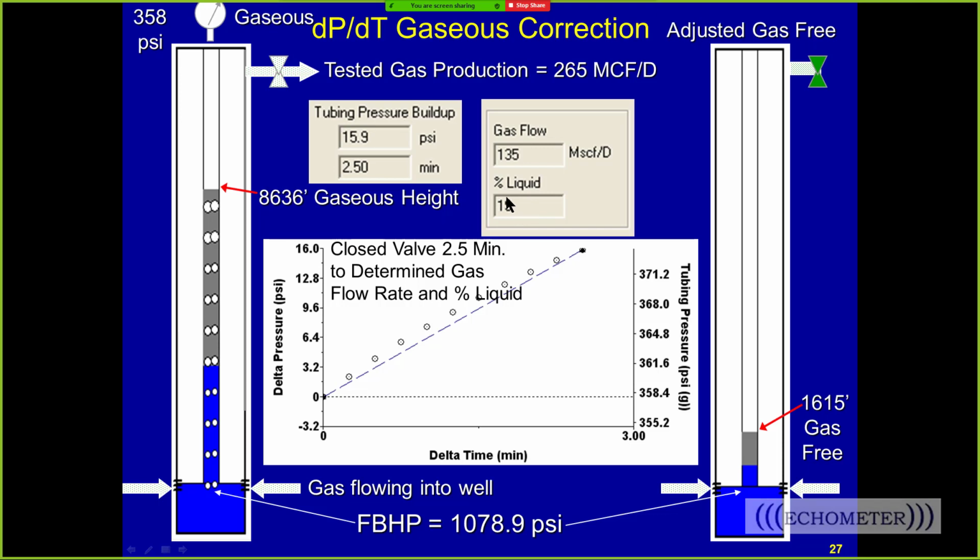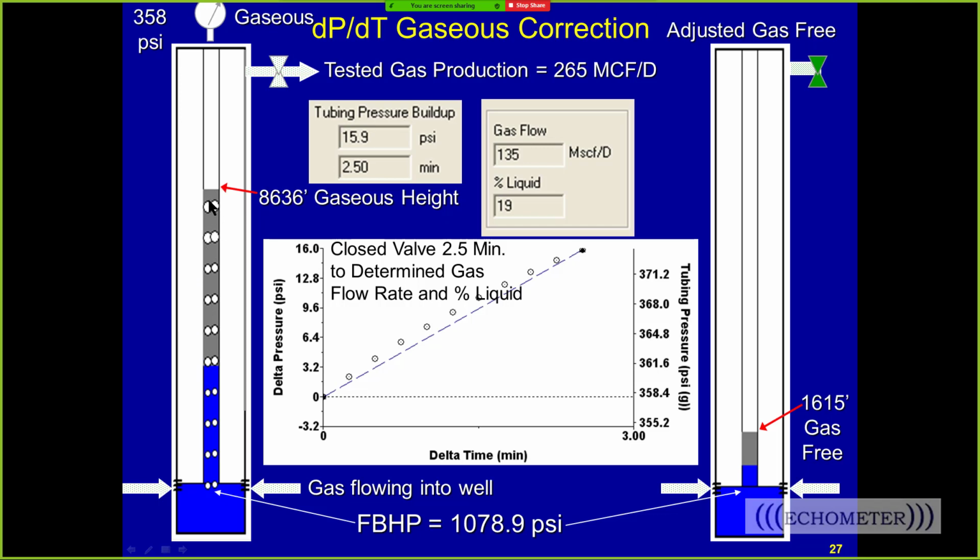Well, what does that mean? What does 19% liquid mean? It doesn't mean that 19% of the column is liquid down here. It means that the gas is flowing through this entire column, and the liquid is distributed, held up by the gas flow from the bottom of the well to the surface.